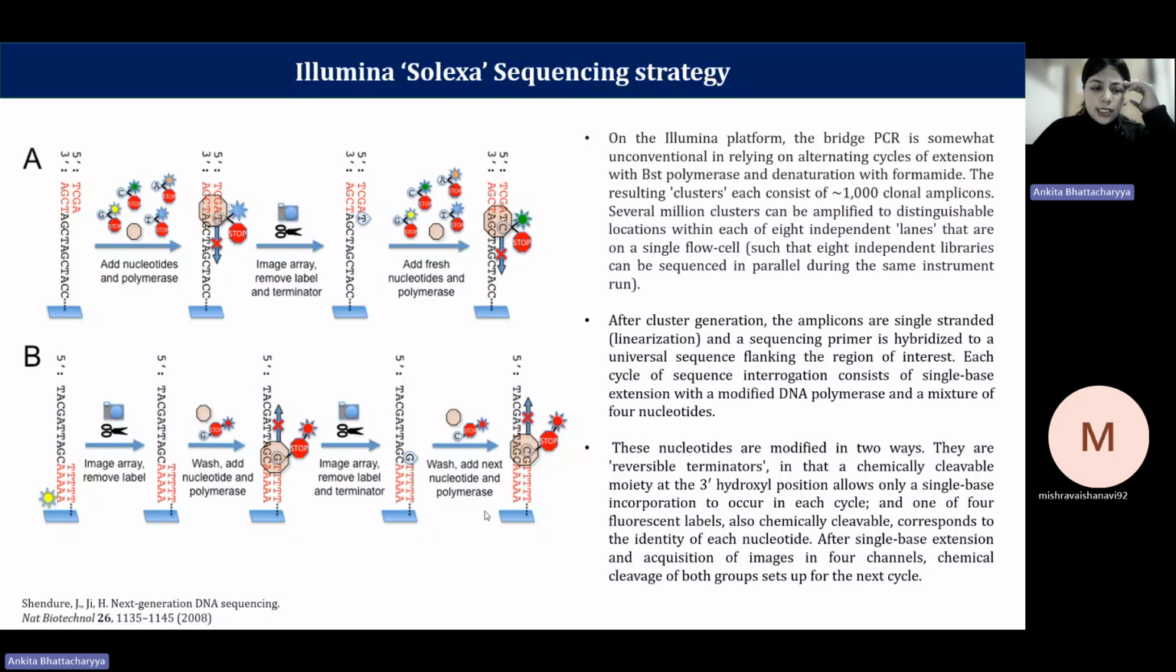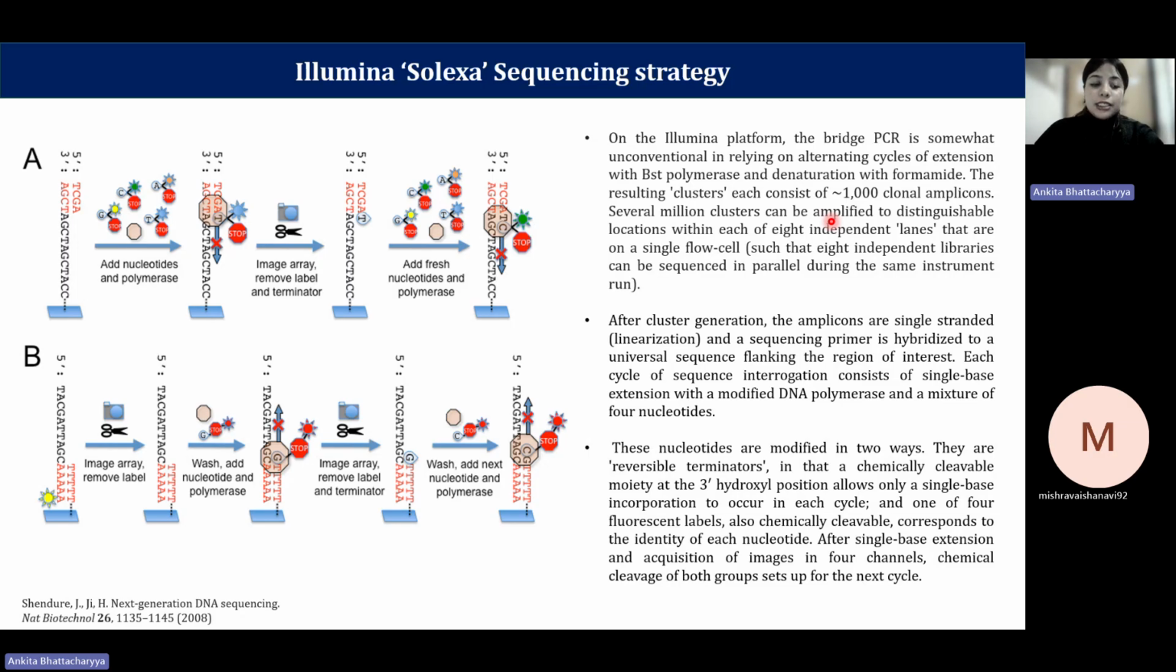Now, just a little bit of an insight into the chemistry that goes on here. We understood the sequential steps, the technical details of it, but what happens from a chemistry point of view? On the Illumina platform, the bridge PCR is somewhat unconventional because it relies on alternating cycles of extension with BST polymerase and denaturation with formamide. The cluster that we talked about consists of nearly 1000 clonal amplicons.